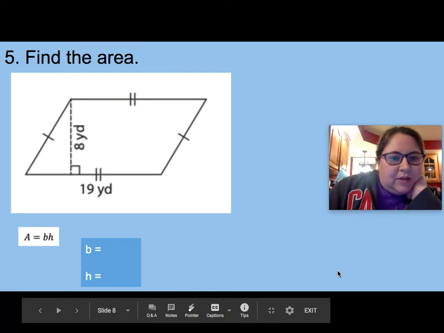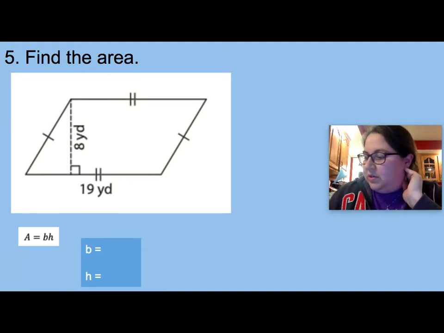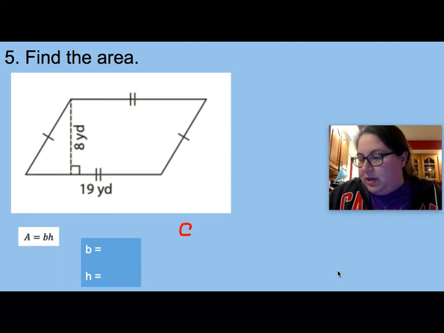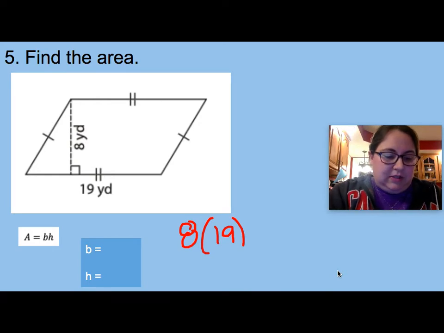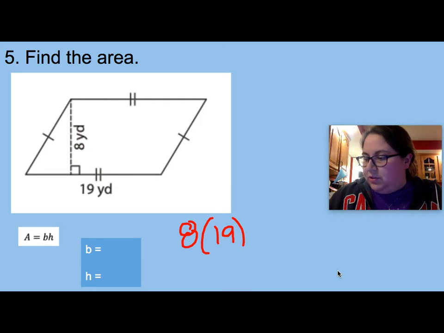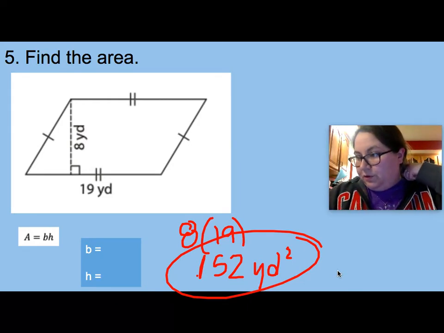Looking at this one, same kind of thing. We know it's a parallelogram because it doesn't have 90 degree angles, but the sides are parallel. Because we're just given a base and a height, we simply multiply these two together. So this is just going to be 8 times 19, which gives us 152 yards squared. These are pretty straightforward if you follow the formulas.